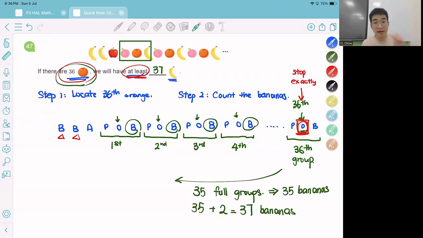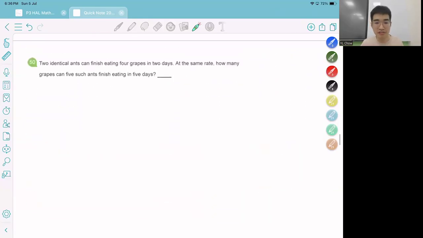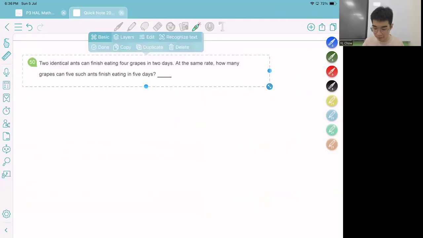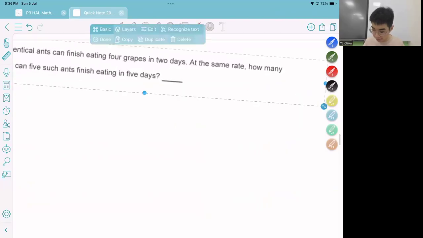Okay, so this is a tricky one, but no worries, we will have more practice related to this. Finally, let's move on to question 50, which is a weight problem. Let me zoom in.